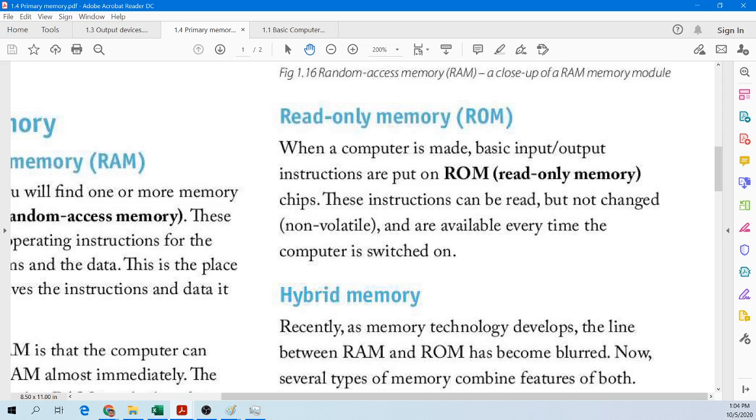Let's have Shalon, can you read for us? Yes, sir.